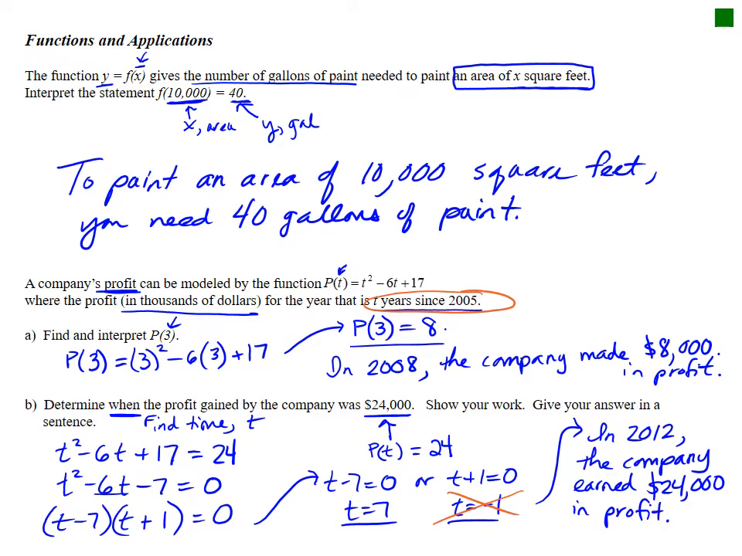So you could then check that by plugging, for instance, 7 back into the equation. So if I were to take the p of 7 and throw it in, 7 squared minus 6 times 7 plus 17, this would be 49 minus 42 plus 17, which would give me 7 plus 17, which is 24, which is exactly the profit that I wanted.